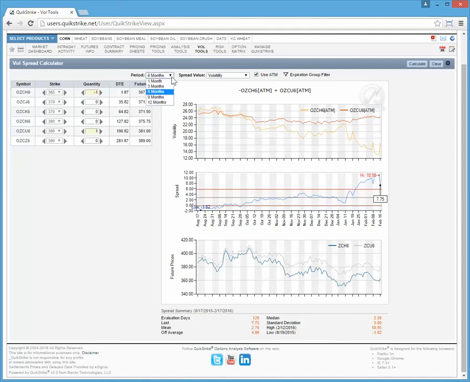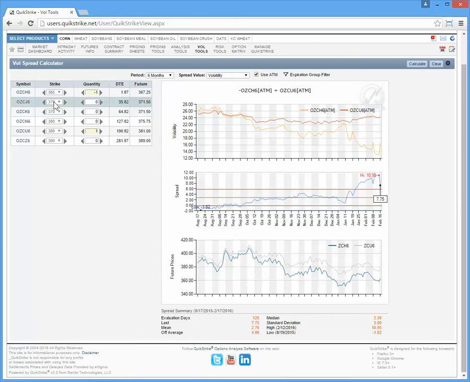Again, right now we're showing the 6-month contract, but you can see 1, 2, 3, 6, 9, and 12 months here at this point. As a reminder, we check this box to say use the at the money strikes. If we don't check that box, then we can specifically track the history of a strike versus a strike, so a strike's history versus a strike's history, regardless of whether it is at the money.